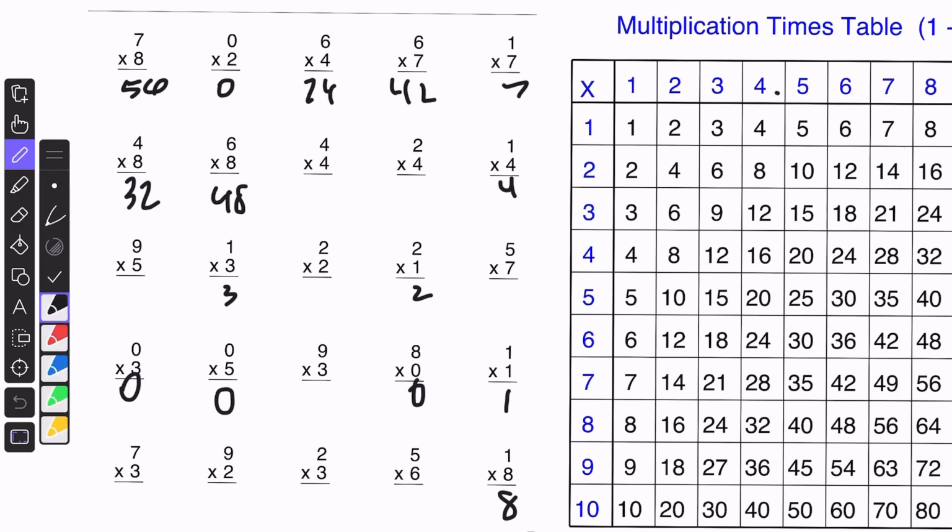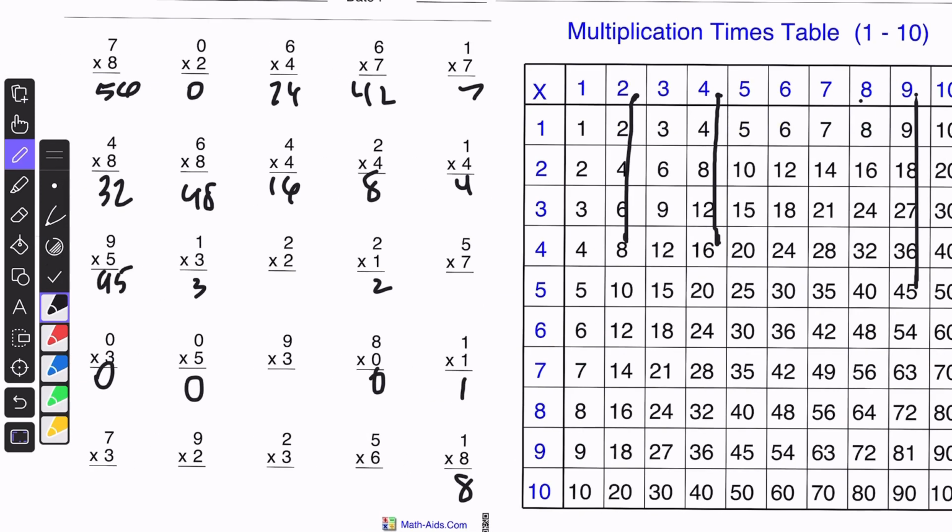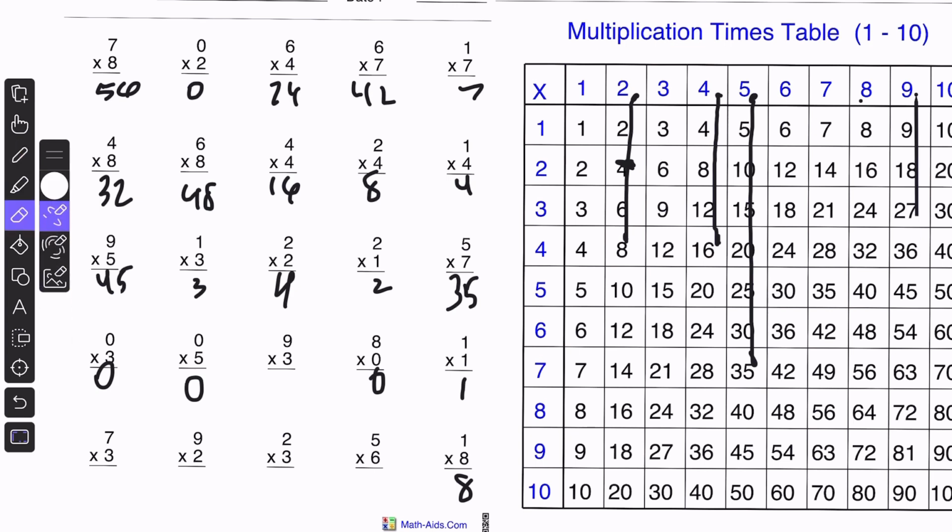And then 4, stop when it gets to 4. 2, stop when it gets to 4. 9, where's 9? There we go. 9, stop when it gets to 5. That's 45. That's a 4, sorry guys. 2, stop when it gets to 2, that's going to be 4. 5, stop when it gets to 7, that's 35. 9, stop when it gets to 3, we stop at 27.